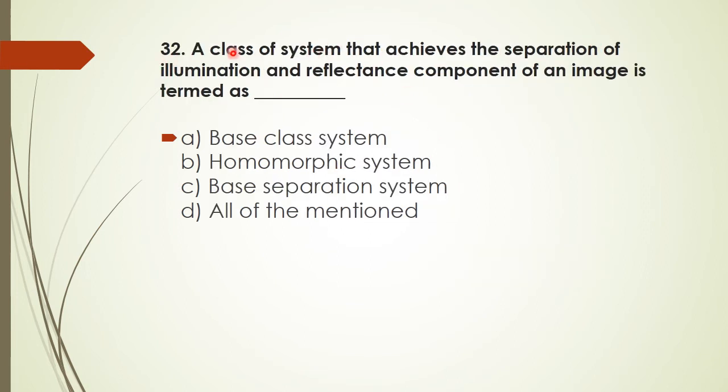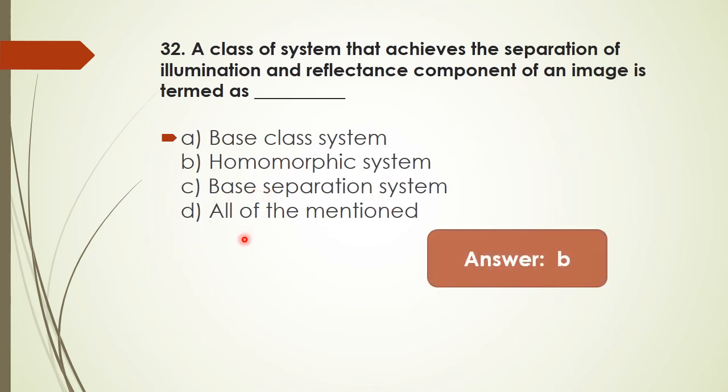Next question, a class of system that achieves the separation of illumination and reflections component of an image is termed as? Option A, base class system. Option B, homomorphic system. Option C, base separation system. Option D, all of the above mentioned. The correct answer is option D, homomorphic system.